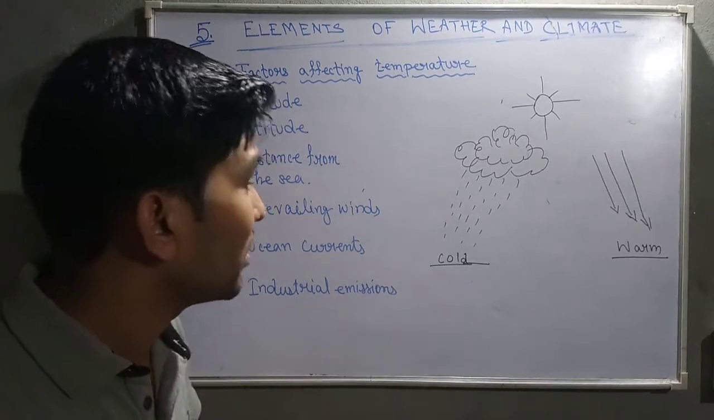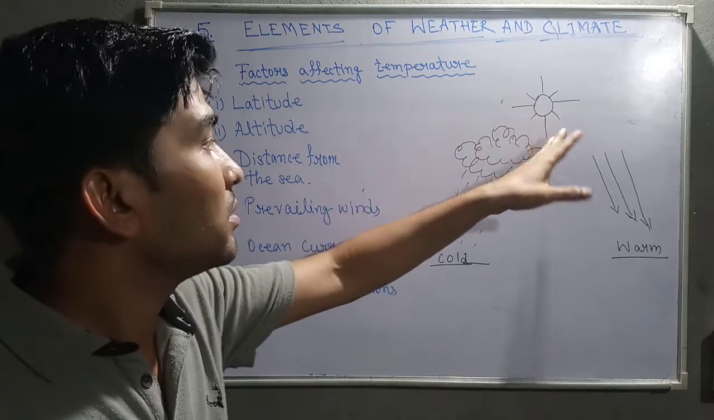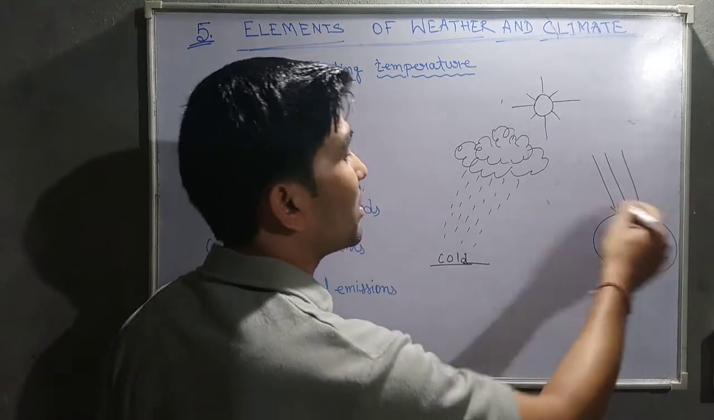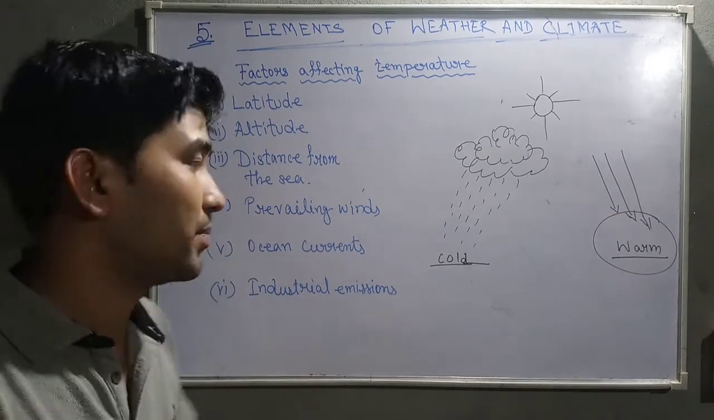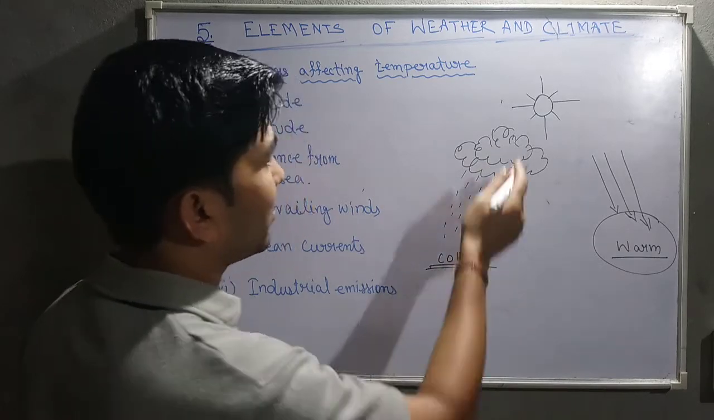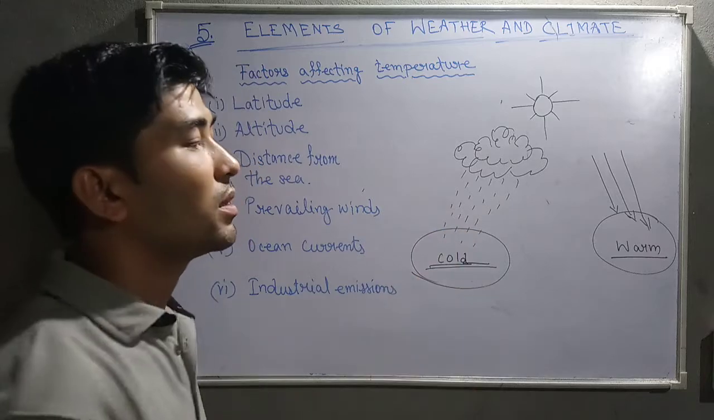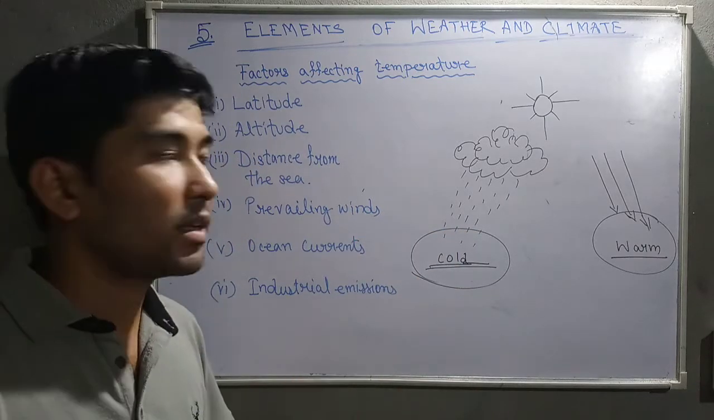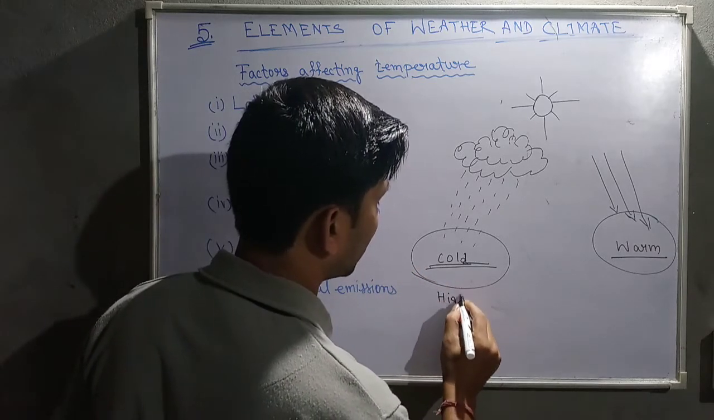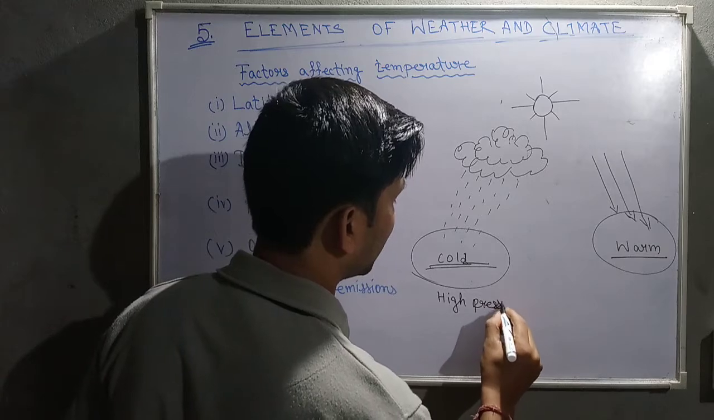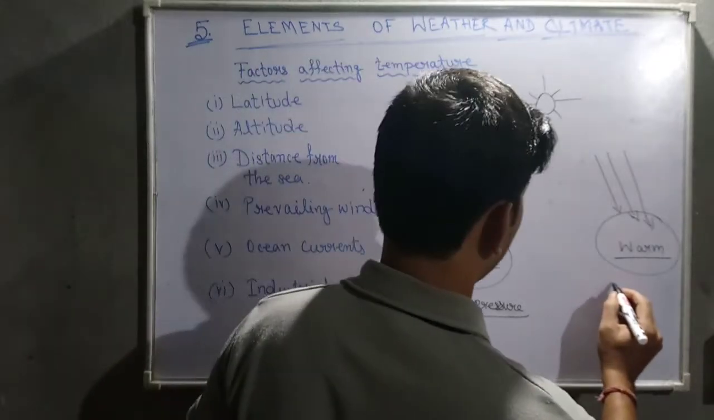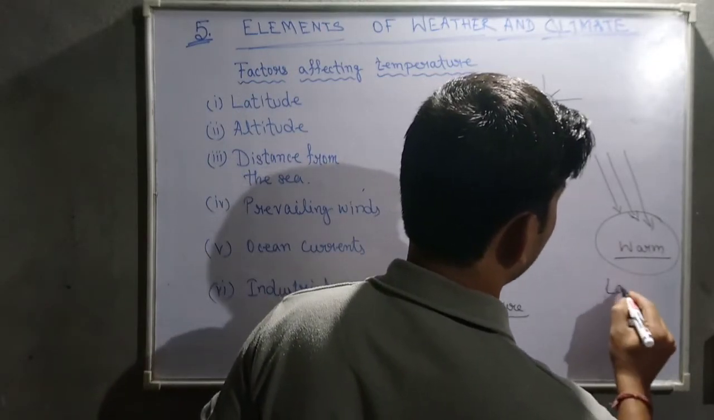Over the earth you could see the sun is there, the sun rays are coming, and the place wherever the sun rays fall, the area will be warmer. And where it is a rainy area, that area will be cold. For your kind information, those areas which are cold have high pressure, and those areas which are very warm have low pressure.